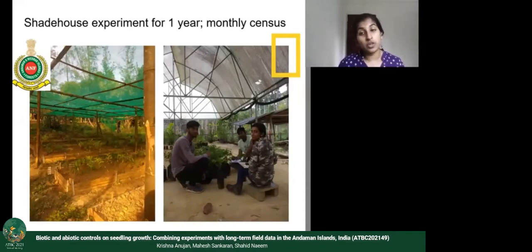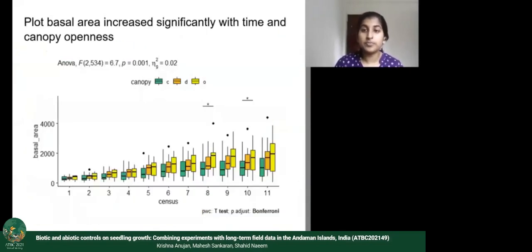We ran the experiment for a year and collected monthly census data on individual seedling growth and damage status. And with this, we also hope to be able to contribute information towards their local management. For this talk, I'm focusing on plot level information.